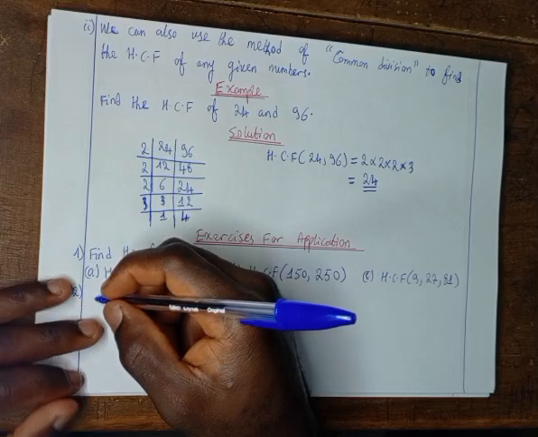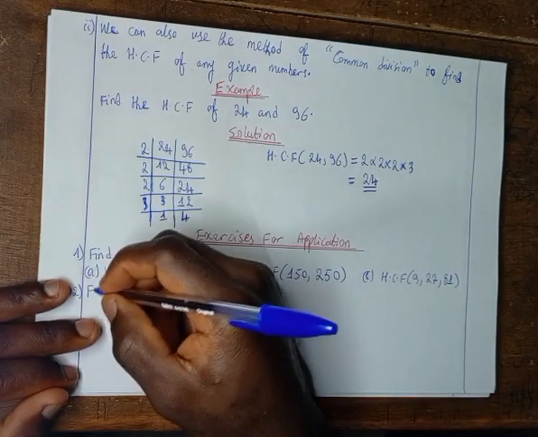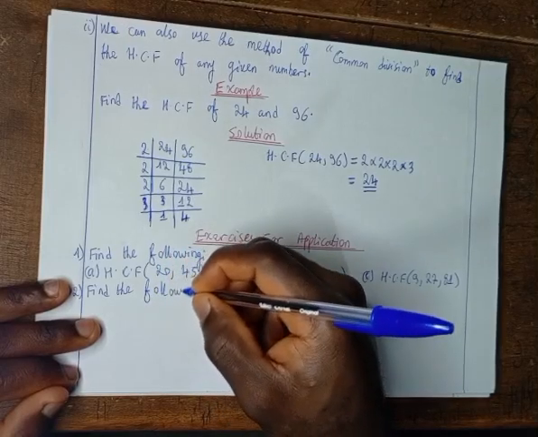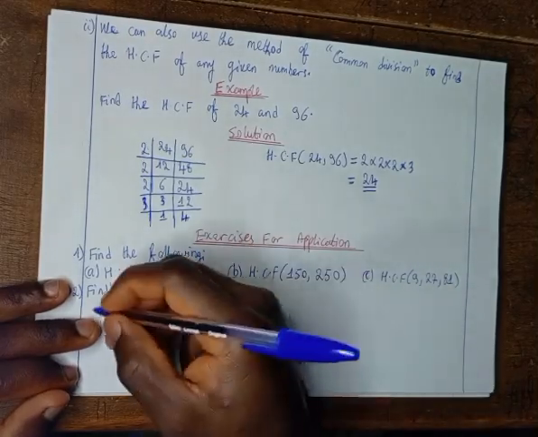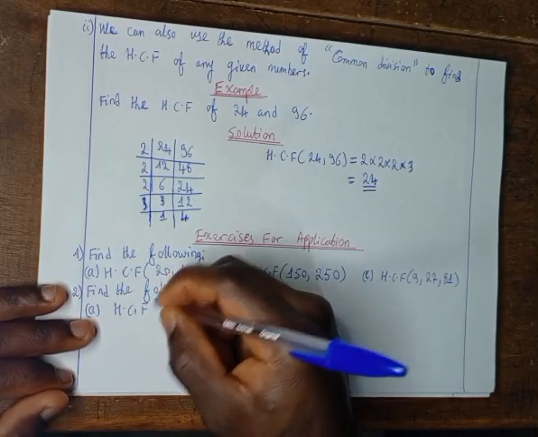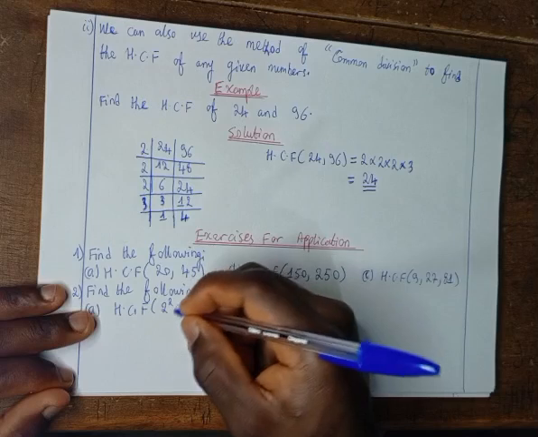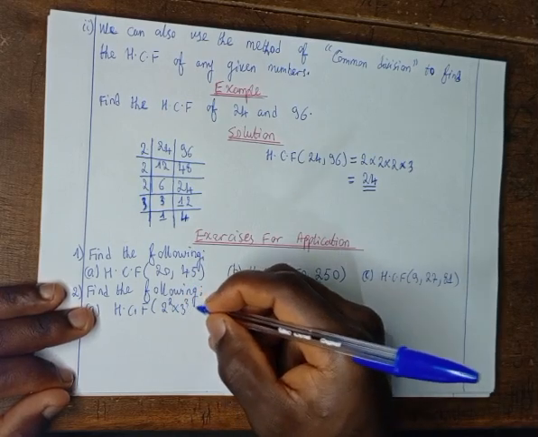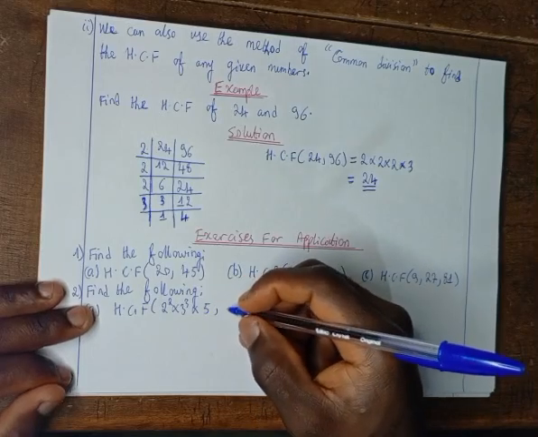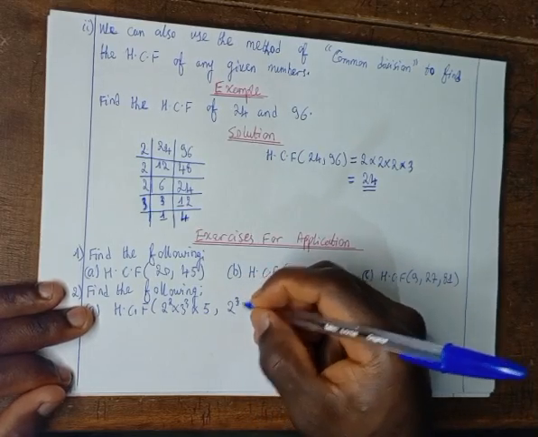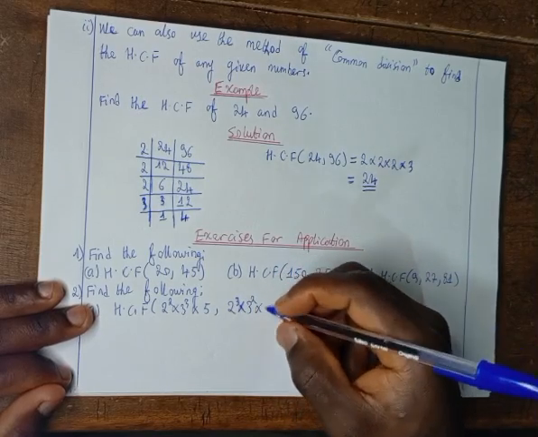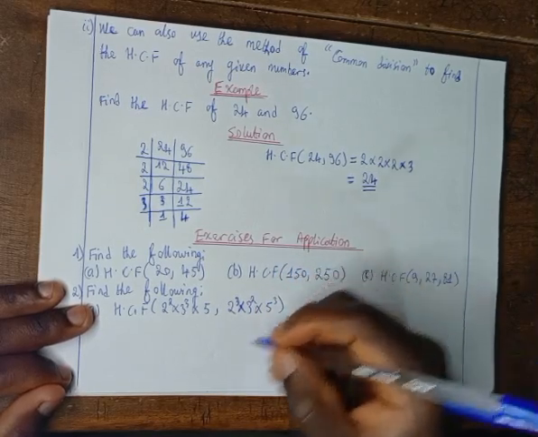Question 2 says we should find the following. For A, we have to find the H.C.F, the highest common factor of 2 raised to the power 2 times 3 raised to the power 3 times 5 and 2 raised to the power 3 times 3 raised to the power 2 times 5 raised to the power 3.